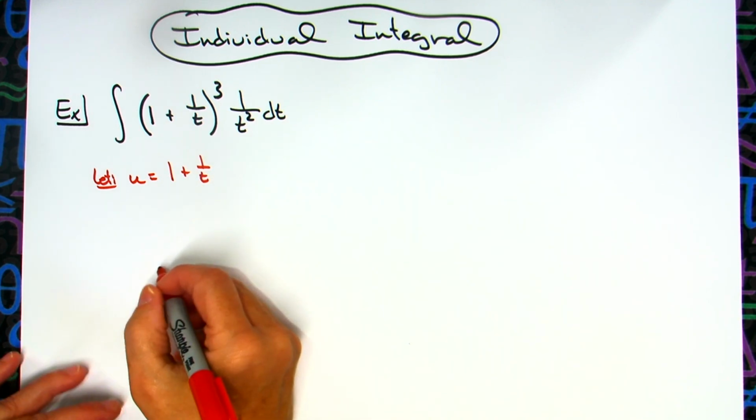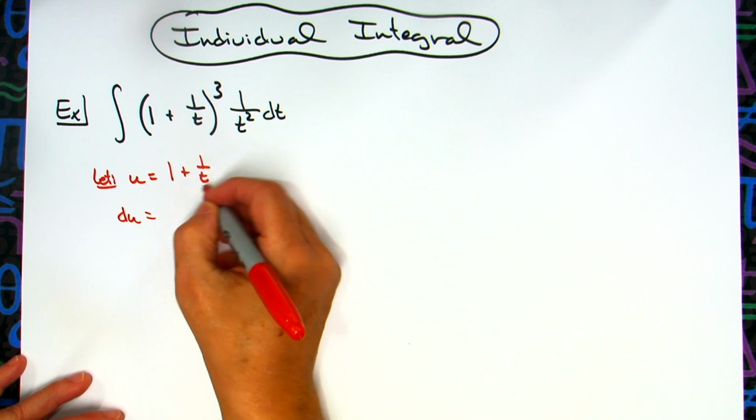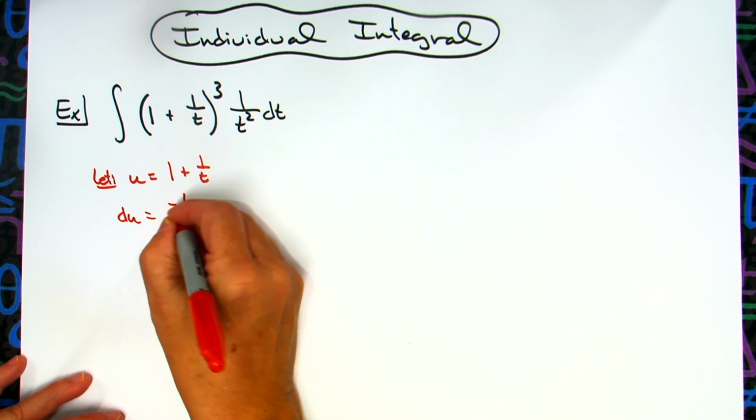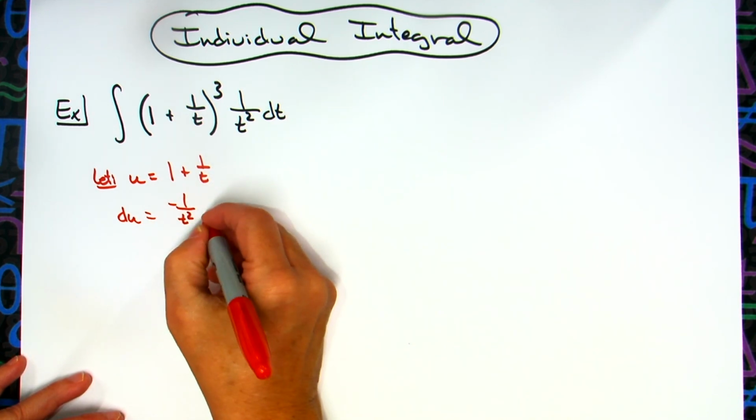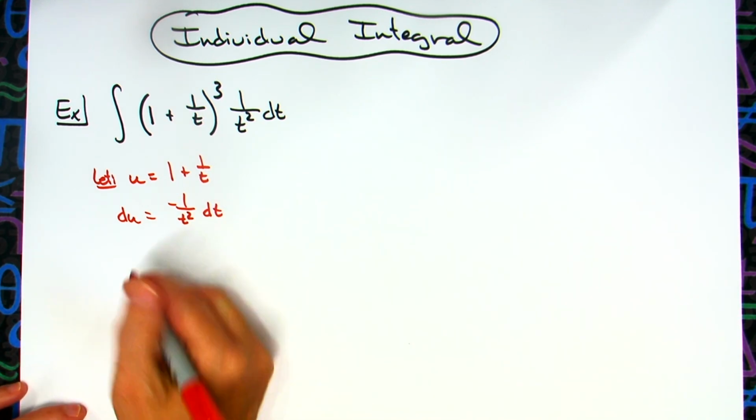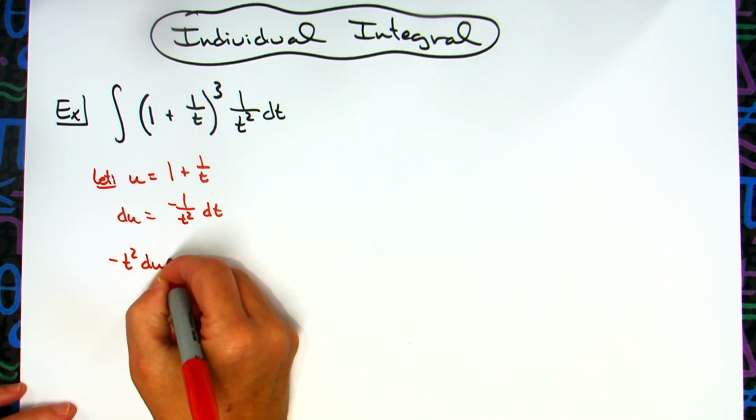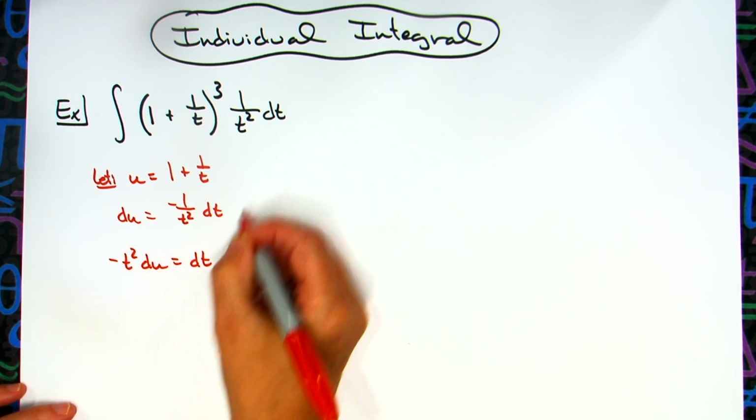All right, now we're going to take the derivative of both sides. On the left side, we'll have a du. Taking the derivative there is going to be a negative 1 over t squared dt. All right, now we're going to go ahead and solve all the way down for that dt. So then we'll have a negative t squared du is equal to dt.